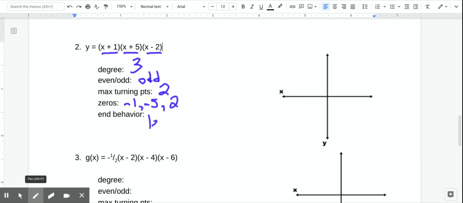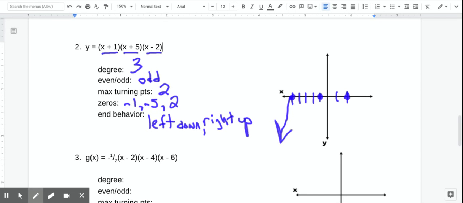The end behavior, we want to look at the left and the right hand end behavior. This is an odd function, and it's a positive leading coefficient, which means that the left is going to be down and the right is going to be up. So now we're going to put those things in our graph. So we have a 0 at negative 5 and negative 1 and 2. And we know that the left end behavior is down and the right end behavior is up. So we know at the extreme left and right what's happening.